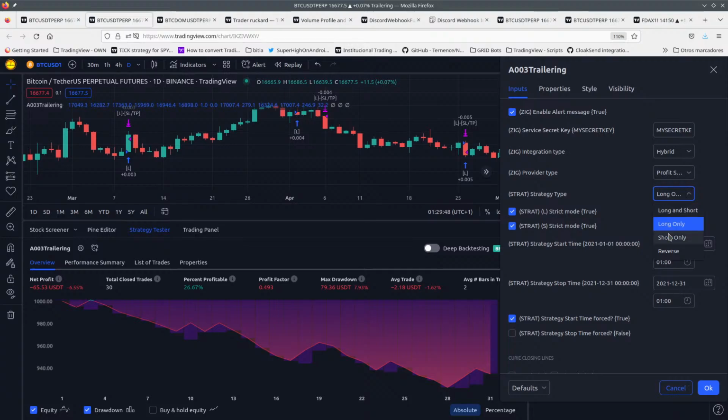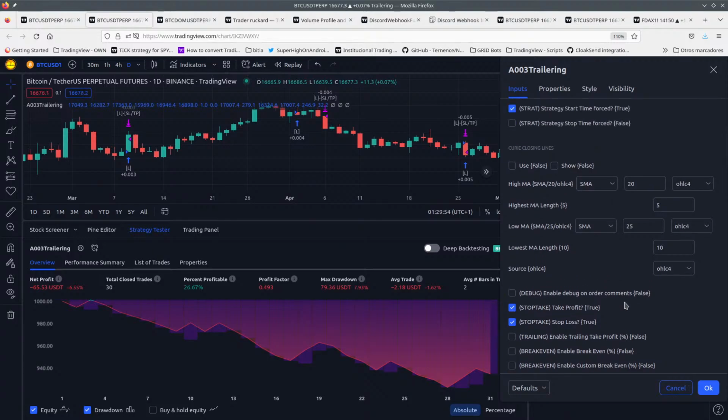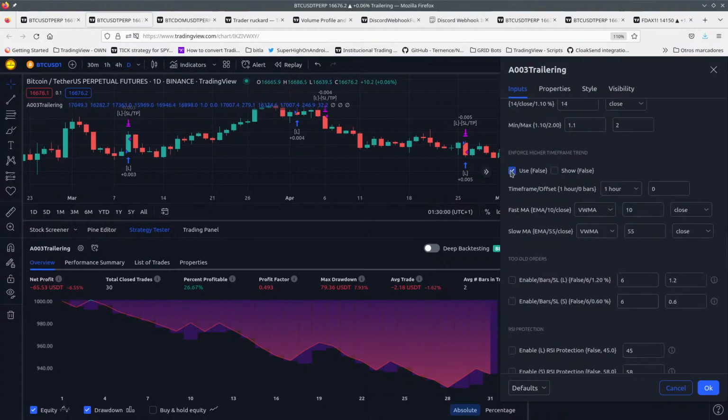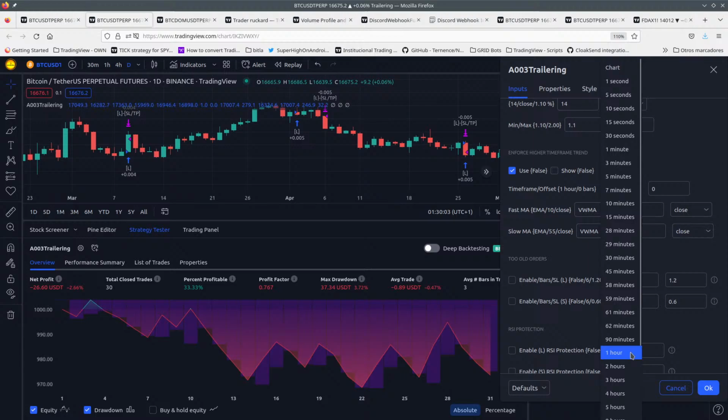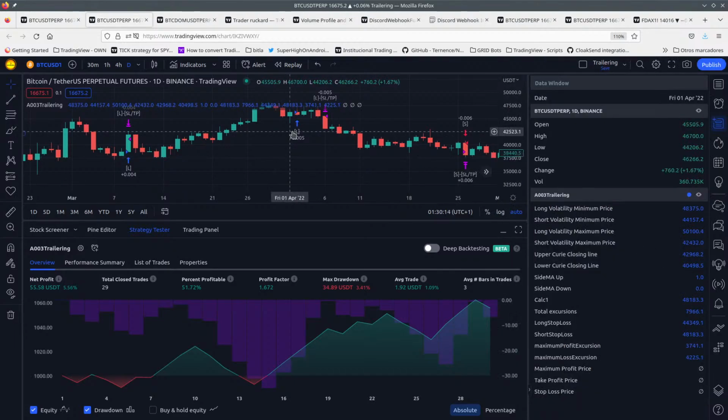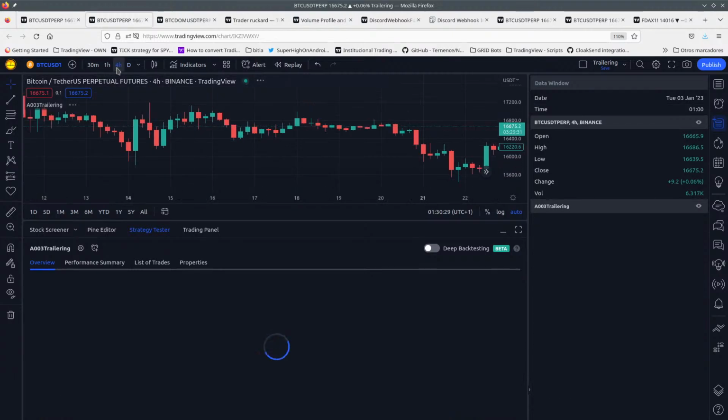However, if we go in reverse and we choose to use the enforced higher time frame, not 1 hour but 1 day, oh, look at that. And here we should have short and long only trades. So probably this seems to be right, although there are not so many trades.